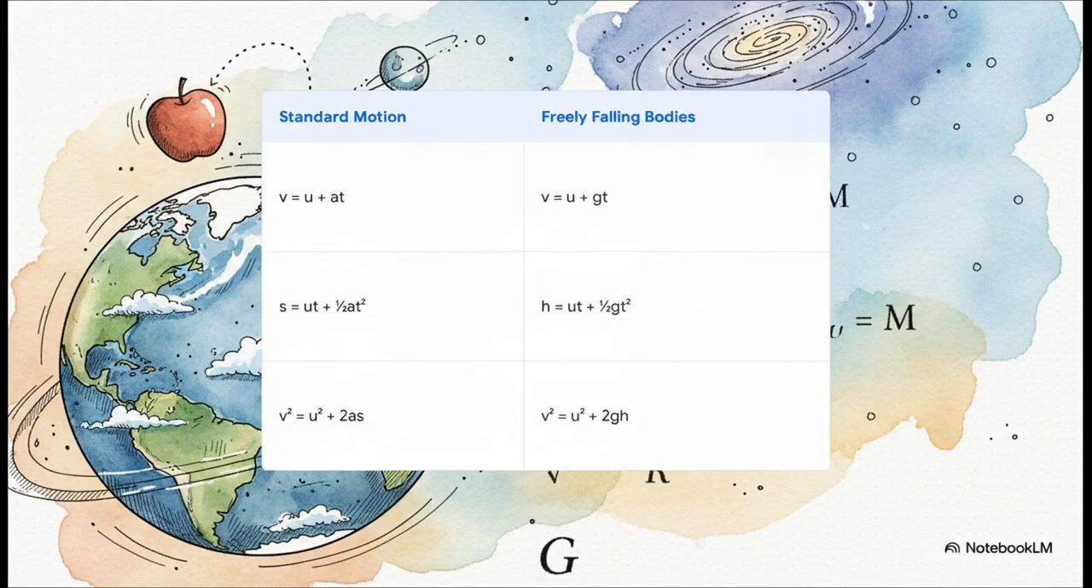The beauty of having this constant g is that it makes a lot of physics problems much easier. You can take the standard equations for motion and just plug in g wherever you see a for acceleration. And instead of a generic distance, s, we usually talk about height, h. It's a really handy shortcut for any problem involving falling objects.